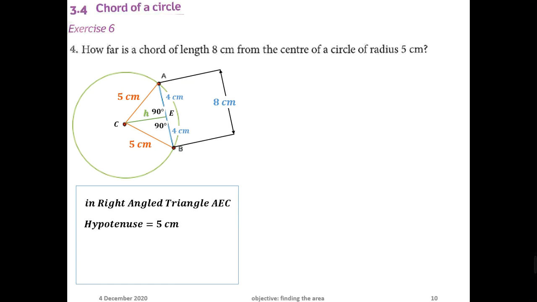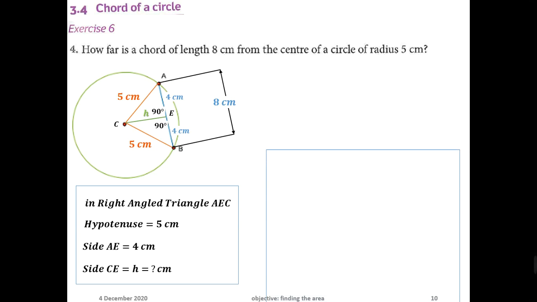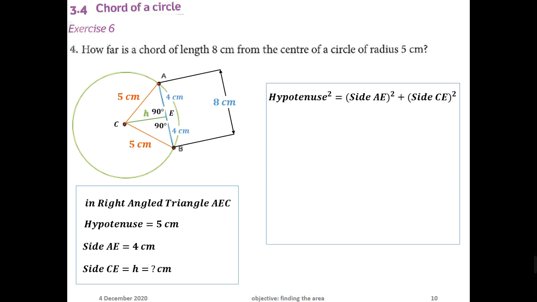The hypotenuse is 5 and side AE is 4 because it is part of the chord AB. So the unknown side is H, or side CE. So we're going to use here the Pythagorean theorem, which states that the hypotenuse to the power of 2 is equal to the addition of the two perpendicular sides, each taken to the power of 2.